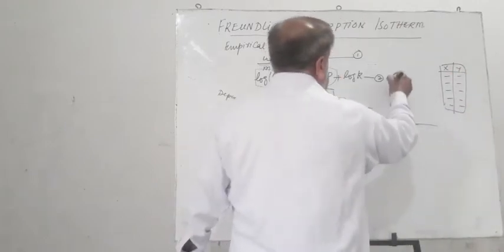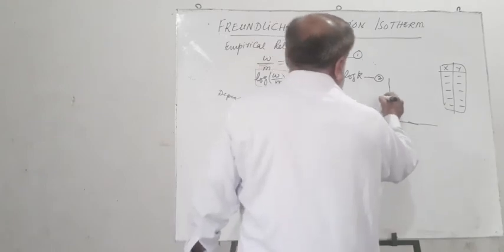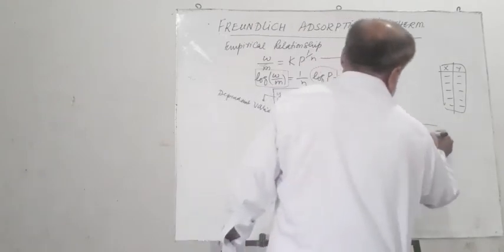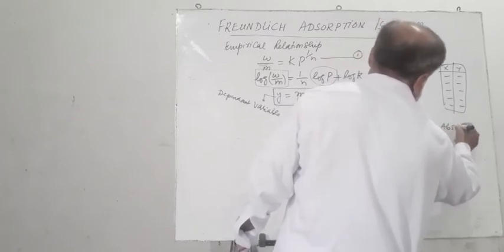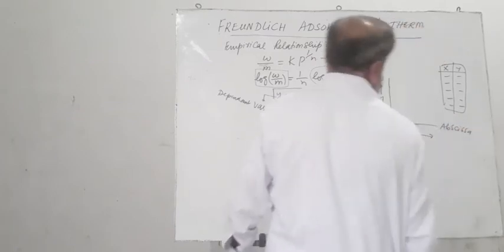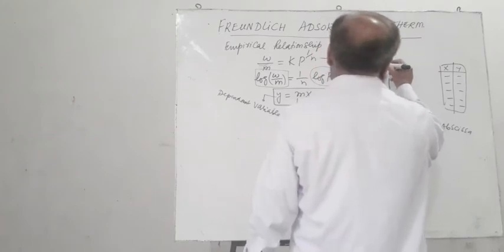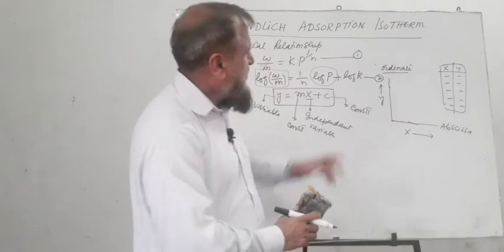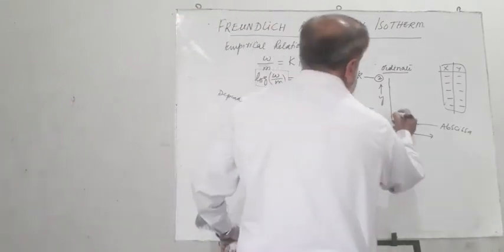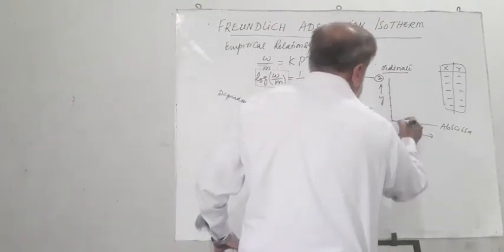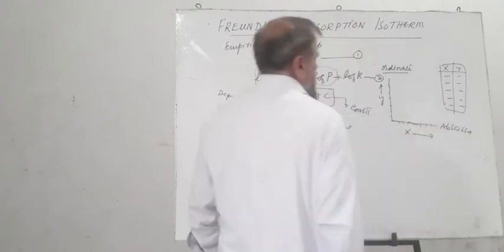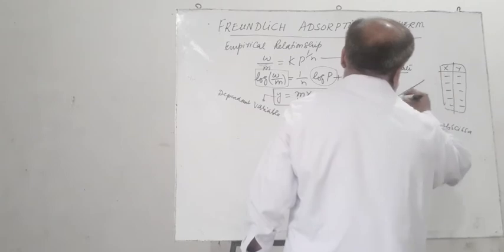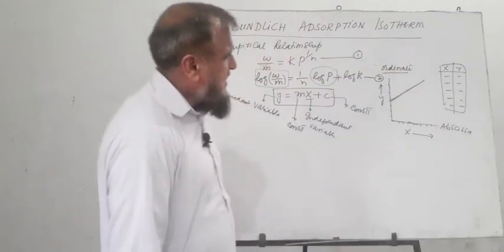And then we plot a graph by taking y along ordinate and x along abscissa. The horizontal line is called abscissa, and the vertical axis is known as ordinate. So we take the values of y along ordinate and the values of x along abscissa, so that we get a line of this type. Let us suppose that we get a straight line.